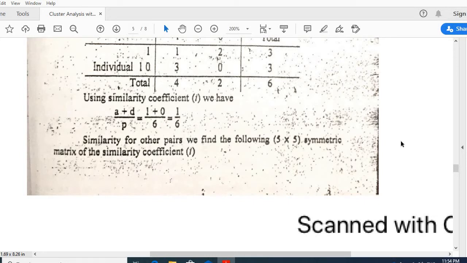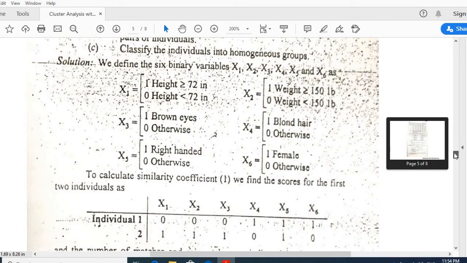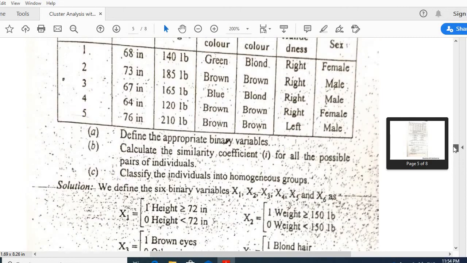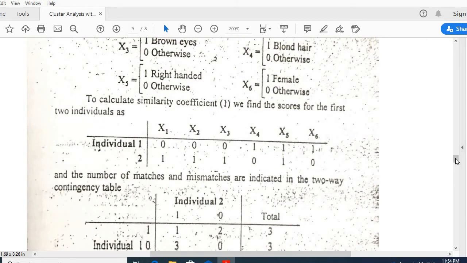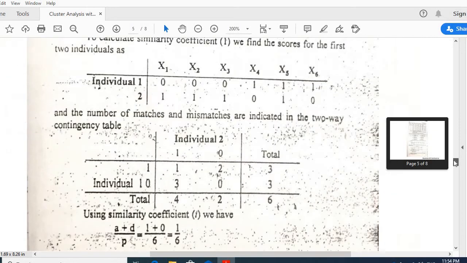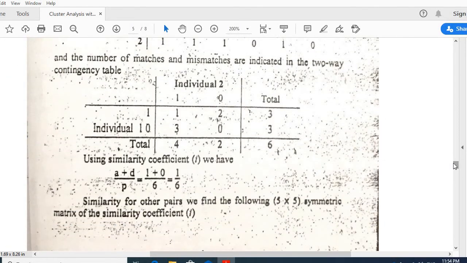What is p? p is the number of variables. There are 6 variables: height, weight, eye color, hair color, handedness and sex. So divided by 6, it becomes 1 over 6. Therefore, the similarity coefficient of individual 1 and individual 2 is 1 over 6.